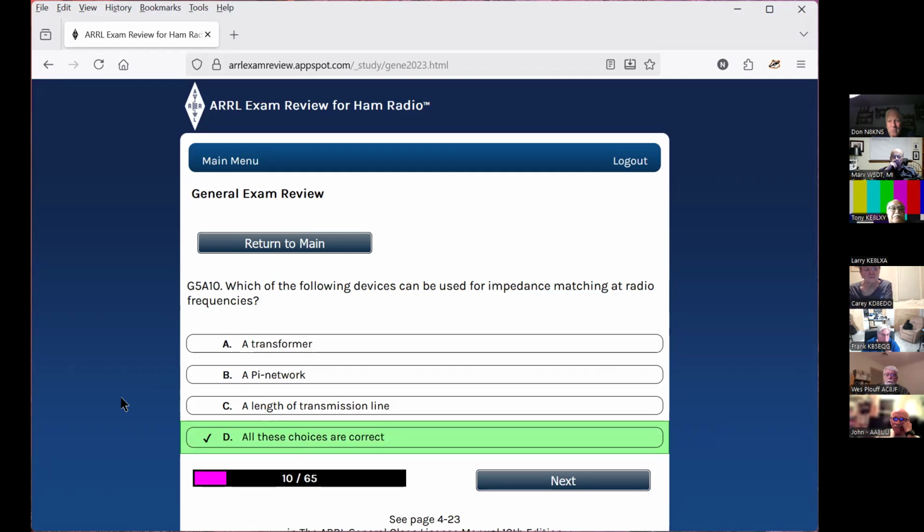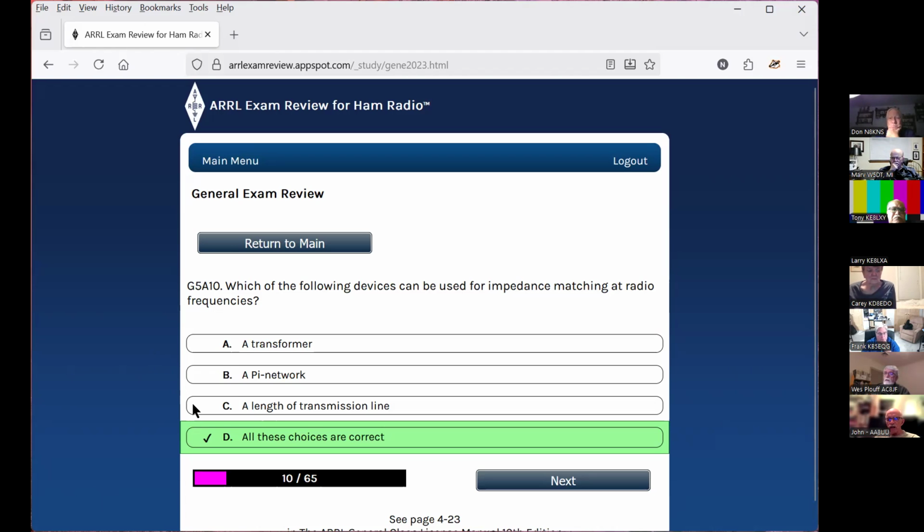A transformer, the impedance ratio on the two sides of the transformer is the square of the turns ratio. In a pi network, you can transform pretty much any impedance into another impedance, and pi networks are used for things like antenna tuners, so that whatever the impedance of the antenna is, you can match to 50 ohms at the transmitter output.